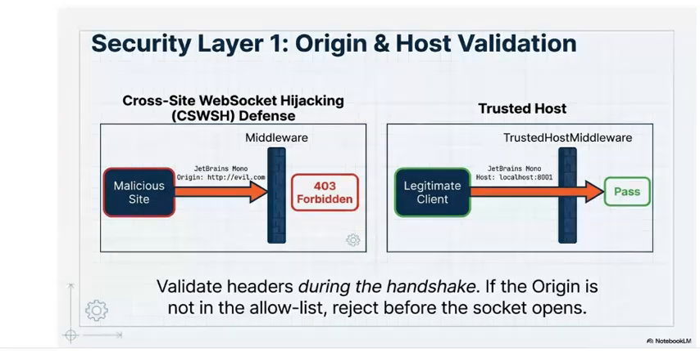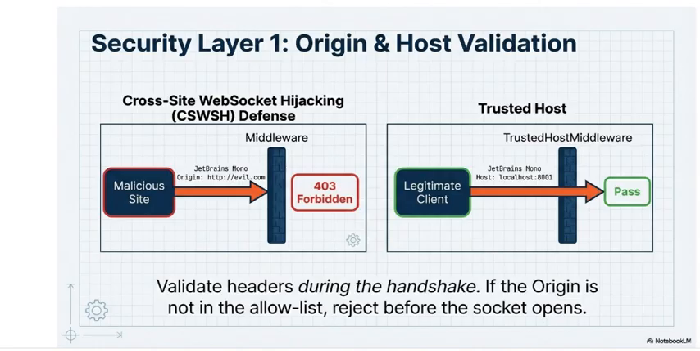Speaking of which, we have to talk security. The source outlines a 3-layer defense. Security is tricky because a lot of standard web security relies on HTTP headers, which we're not using after the handshake. Layer 1 is origin and host validation. This is to stop something called CSWSH. Cross-site WebSocket hijacking. It's like CSRF, but for WebSockets.